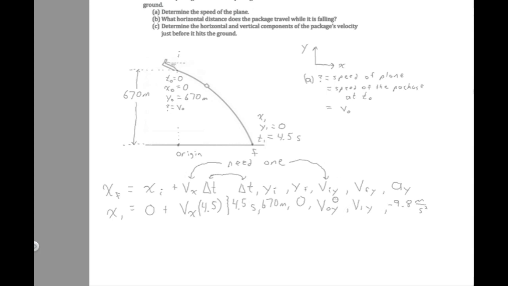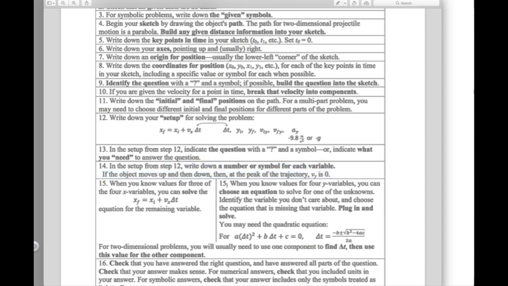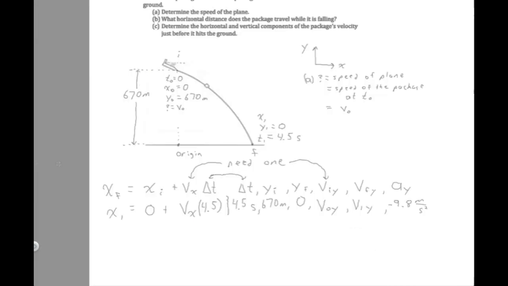All right. So we've completed this step. Now we have to decide whether to start by working with an x or a y equation. I'll simplify this a bit.